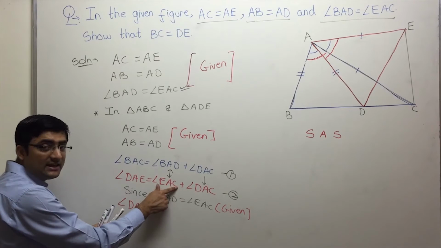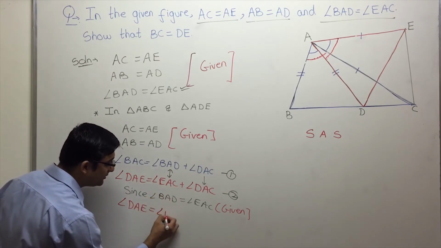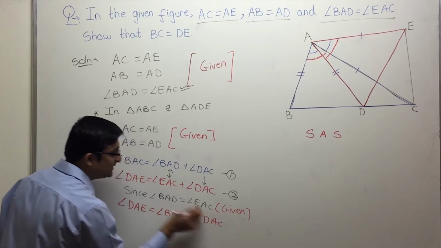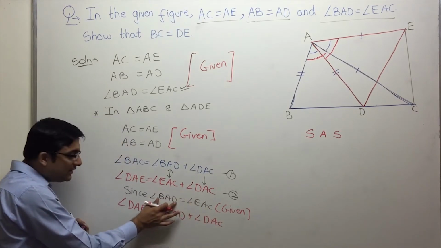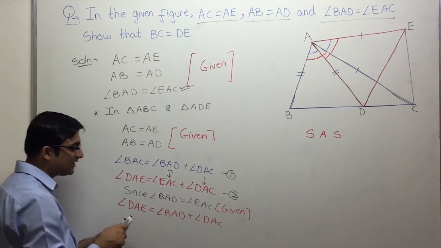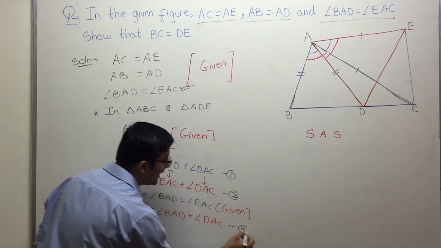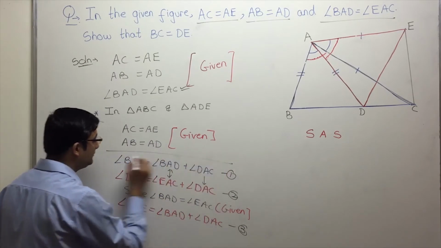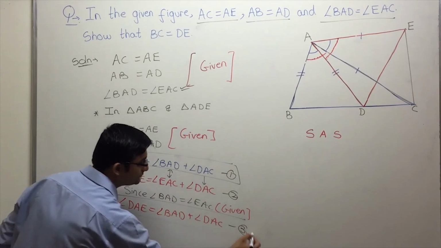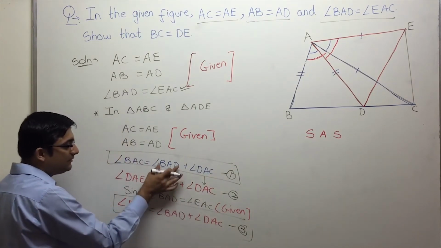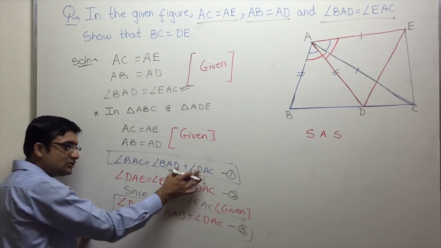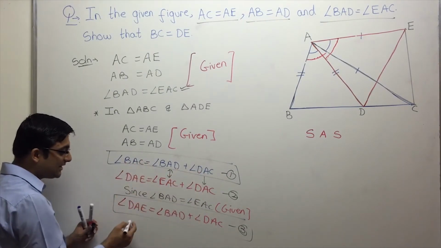So instead of angle EAC, I'll write angle BAD. So angle BAD plus angle DAC. I repeat, angle EAC is equal to angle BAD, so I can replace this angle with angle BAD. Now compare these two equations. Let's say I call this equation 3. I want you to compare equation number 1 with equation number 3. DAC, DAC, same. BAD, BAD, same. So basically right hand side of both these equations are the same. So whenever right hand side is the same, left hand side has to be the same.